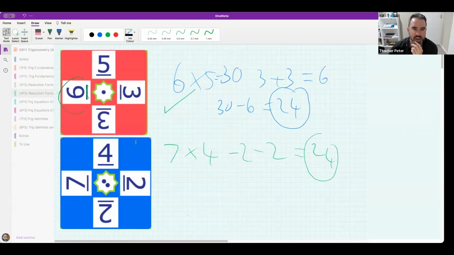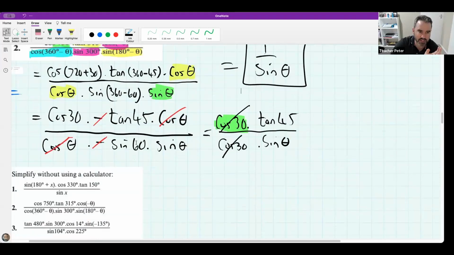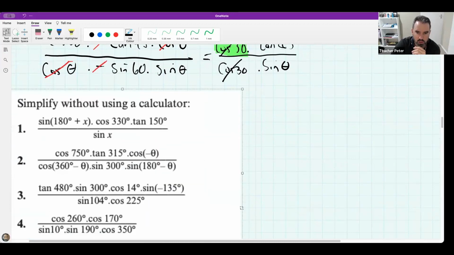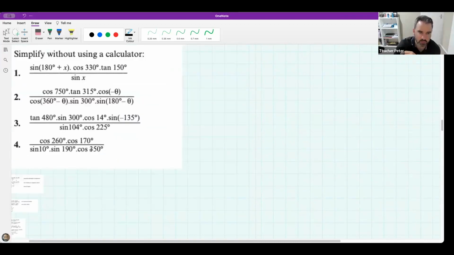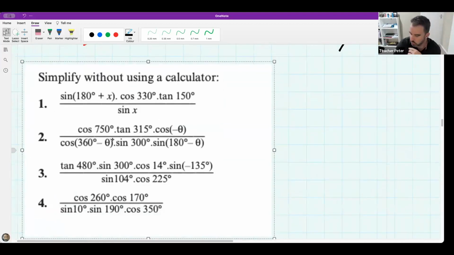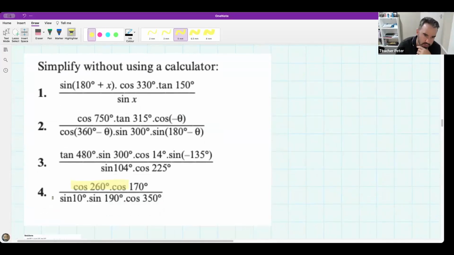Okay, so back to the land of trigonometry. What have we done? We've learned about these tools, but we need to practice this skill. Let me see if I can zoom in a bit more easily. I want everyone to try and do number 4. I want you to simplify this without using a calculator, which is code for you're probably going to use special triangles. I want everyone to give a go at number 4.